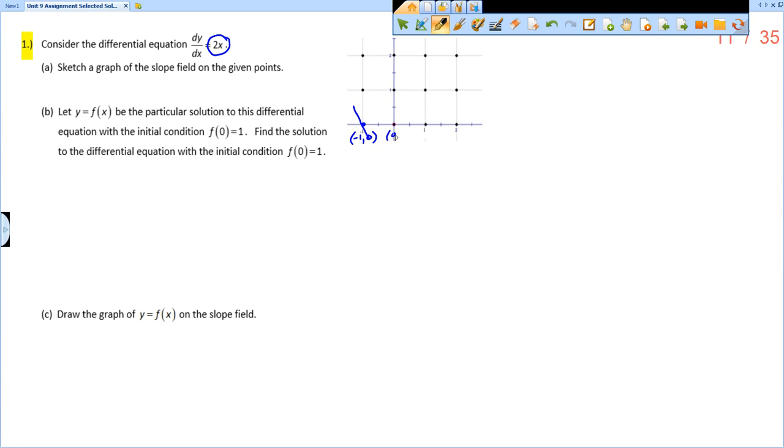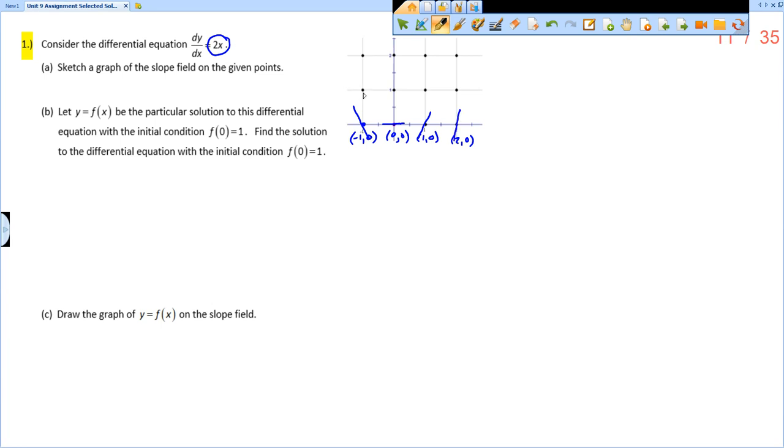Then we go here. This is 0, 0. So we plug in x equals 0. 2 times 0 is 0, so we draw a line segment with a slope of 0. This point is 1 comma 0, so we plug in 1. 2 times 1 is 2, so positive 2. Then here, 2 comma 0. Now x is 2, and 2 times 2 is 4, so we draw a steeper slope than that.